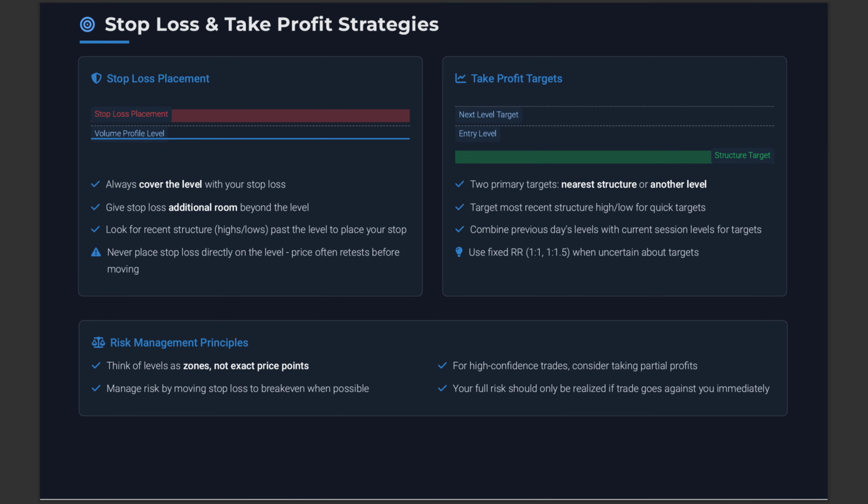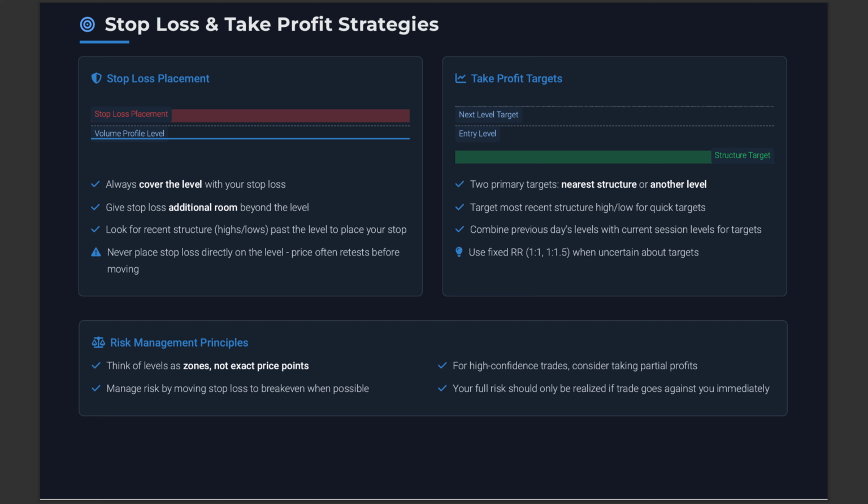Let's get practical about risk management. How you place your stops and targets can make or break your volume profile trading success. The stop losses, here's my approach. Always cover the level and give it room. What does this mean? Don't place your stop loss on the level you're trading, place it beyond the level. These are sensitive areas where price often retests before moving in your intended direction.